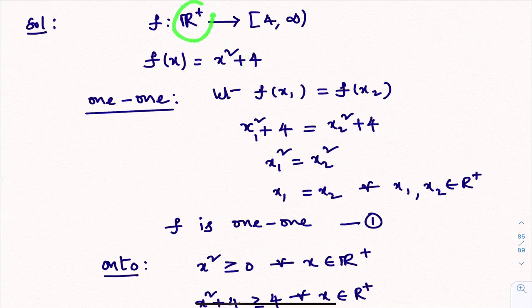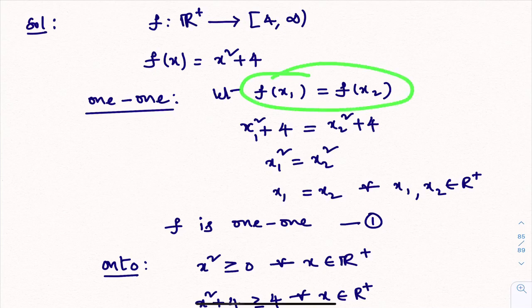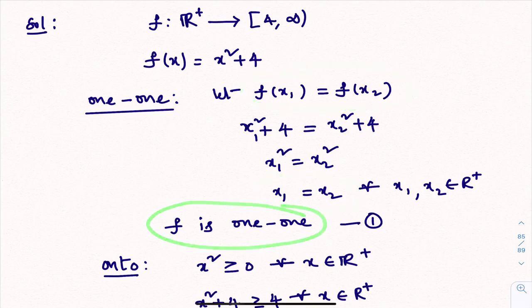Because of this domain. This function's domain is what? R plus. R plus means, as they mention in the question, the set of all non-negative real numbers. As x1, x2 are positive real numbers, when x1 square equals x2 square, then we will get x1 equal to x2. I hope you understand this. What happened? I took f of x1 equal to f of x2. I got x1 equal to x2. This says that the function is a 1-1 function. Okay, the function is a 1-1 function.